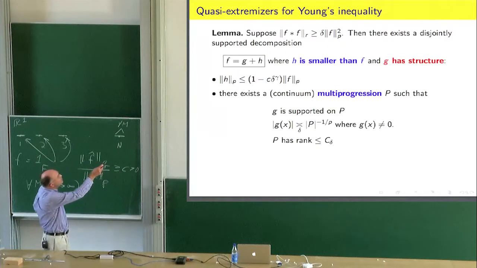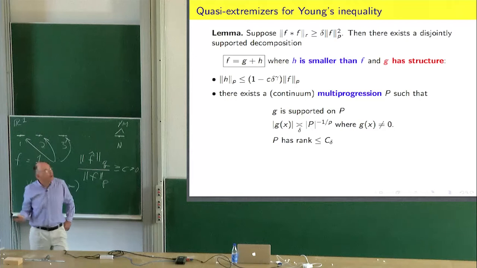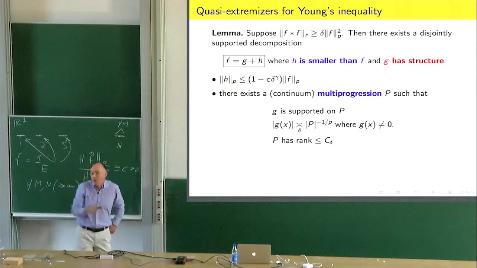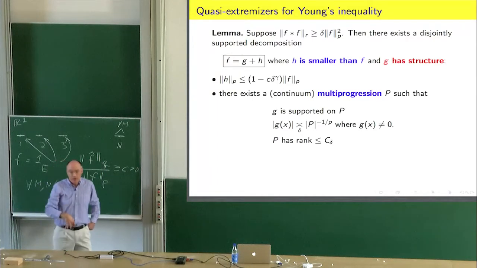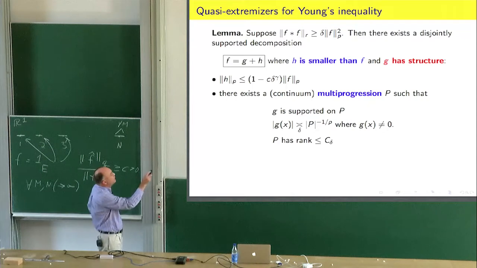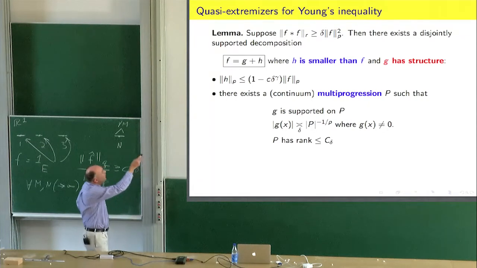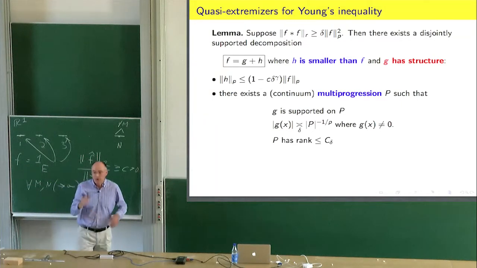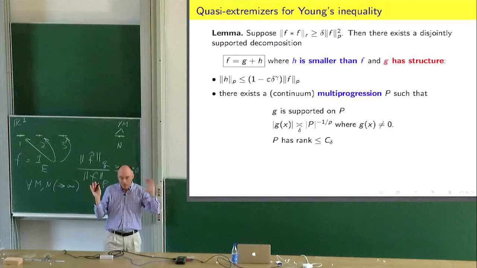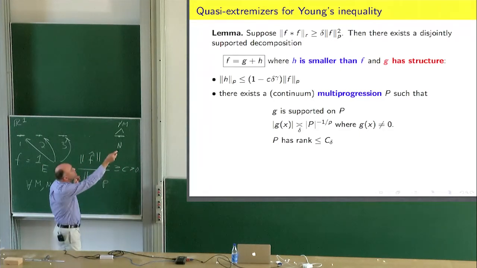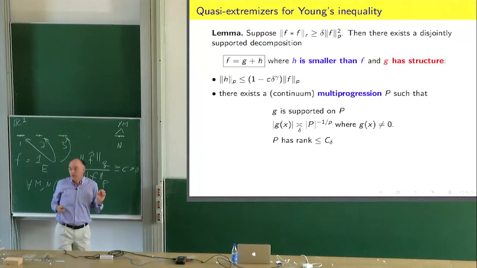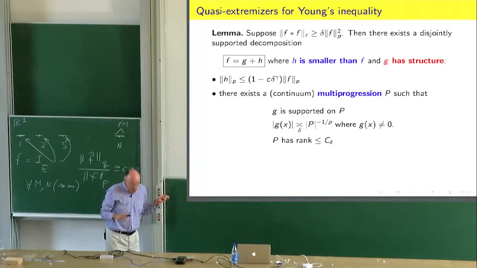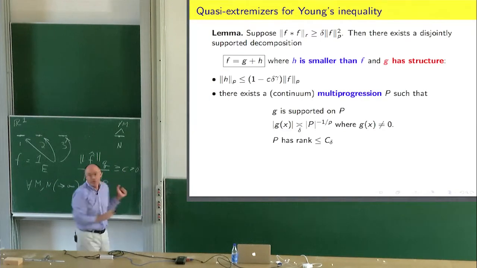The structured part g is supported on one of our continuum multi-progressions. It's an L infinity function which satisfies a natural bound on the L infinity norm that gives you the right upper bound on the LP norm. So that bound depends on the measure of the set. And the multi-progression, and this is a crucial point, the rank of the multi-progression, the number of different directions in which you're allowed to step, is controlled by a constant that depends only on the delta in the quasi-extremizing condition.